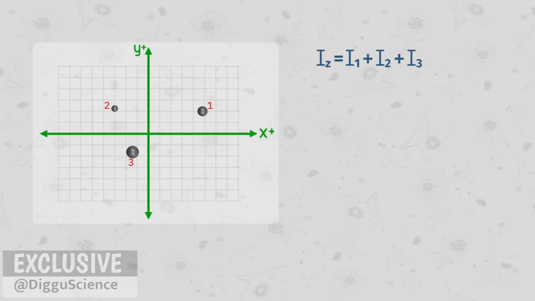For particle 1, the mass is m1, and the distance to the axis is r1. Then the moment of inertia of particle 1 is m1 r1 squared. For particle 2, the mass is m2, and the distance to the axis is r2. Then the moment of inertia of particle 2 is m2 r2 squared. For particle 3, the mass is m3, and the distance to the axis is r3. Then the moment of inertia of particle 3 is m3 r3 squared.